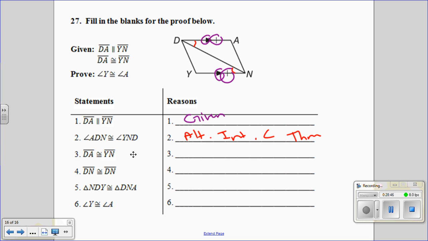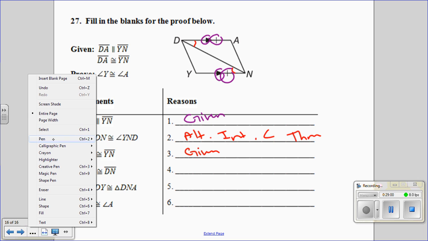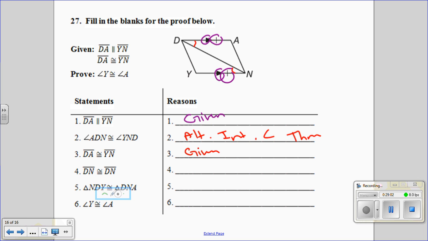Statement 3 says segment DA is congruent to segment YN, which was also given. Now it says segment DN is congruent to segment DN. Since we see the same thing on both sides of that congruent symbol, that's the reflexive property we mentioned a couple units back. So the reflexive POE, property of equality.